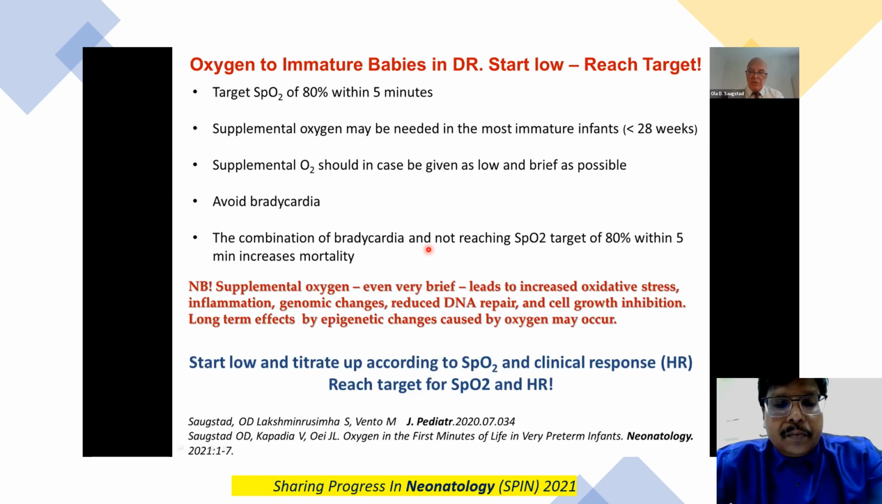So start low and titrate up according to the SpO2 and clinical response. I again reiterate here, it is the heart rate which is the response to your resuscitation. Heart rate reflects the effective oxygenation achieved by the resuscitation personnel. So reach the target for SpO2 and heart rate; both are interlinked. So oxygen to immature babies in the delivery room: start low, reach the target.